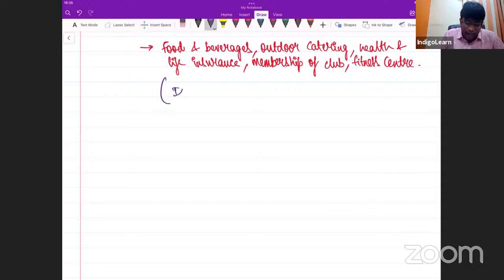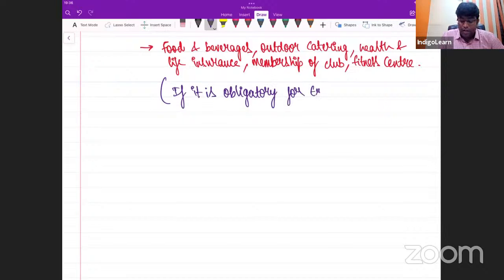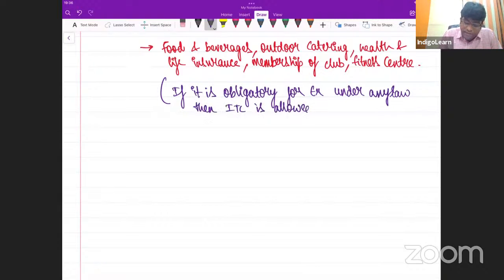But one point to be noted here, that is, if it is obligatory for the employer under any law. It should not be like the employer is giving something because he loves his employees. Feelings, emotions, that is not important. It is obligatory under law. Law told him that you have to provide food, you have to provide life insurance, you have to provide health insurance. So if it is obligatory for the employer under any law, then ITC is allowed. So in general, for food and beverages, outdoor catering, health insurance, life insurance, membership of club, health and fitness center, credit is not allowed. But if it is obligatory under law, that means it is statutorily required to be provided. In that case, definitely input tax credit is allowed.